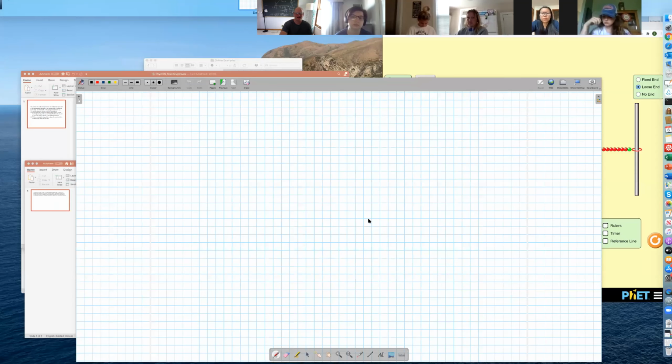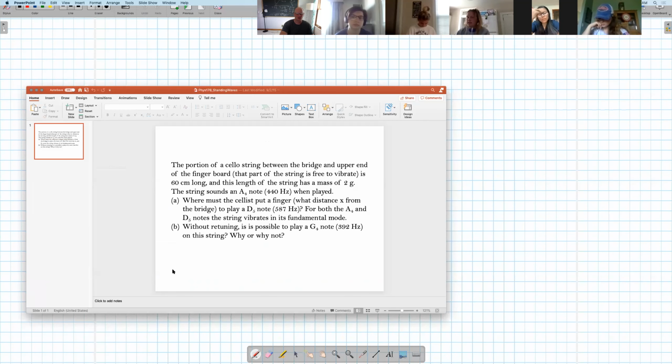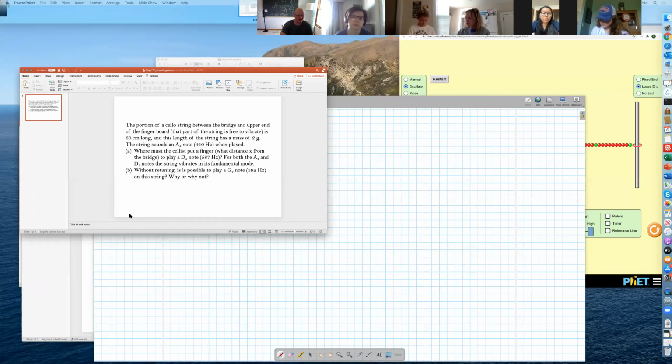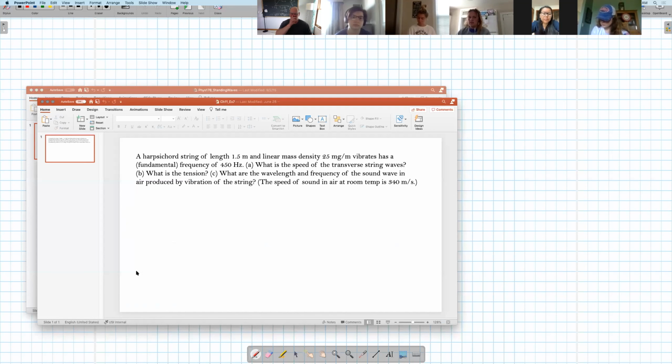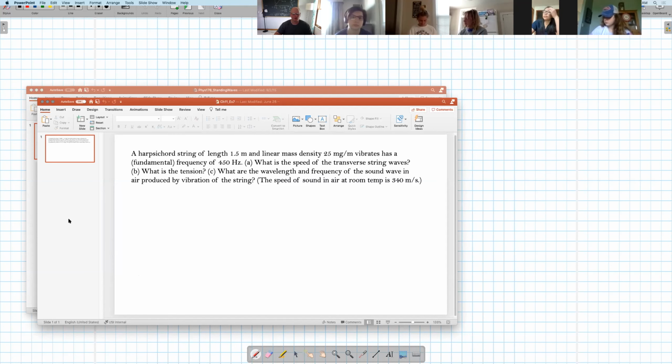So let's do an example. So we have a harpsichord string of length 1.5 meters and a linear mass density of 25 milligrams per meter that vibrates at the fundamental frequency of 450 hertz. First thing we want to know is what is the speed of the transverse wave on the string, and then what is the tension, and then we want to know what are the wavelength and frequency of the sound in air produced by the vibrating string. And here we're going to take that the speed of sound in air is 340 meters per second.